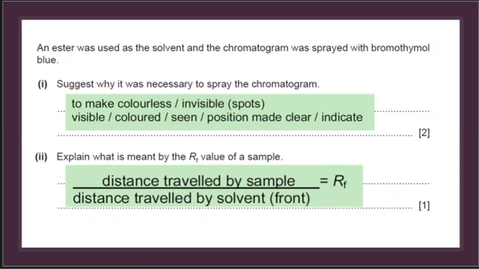So the distance traveled by the sample, sample 1 and sample 2, over the distance traveled by the solvent front. In essence, it would be 11 over 50 for the first sample, and 23 over 50 for the second sample. The answer from this tells me what the retention factor of the samples are.